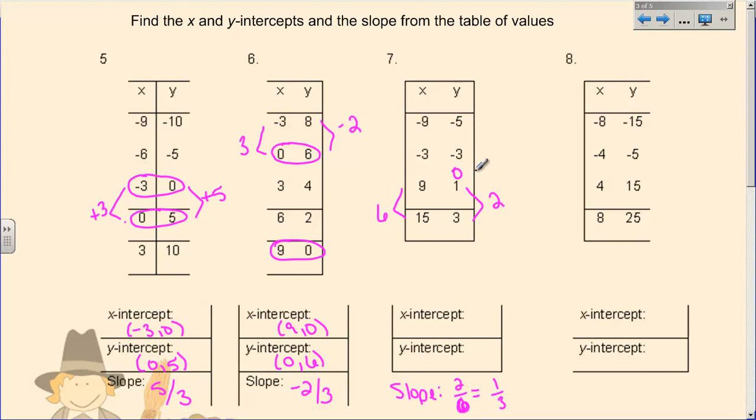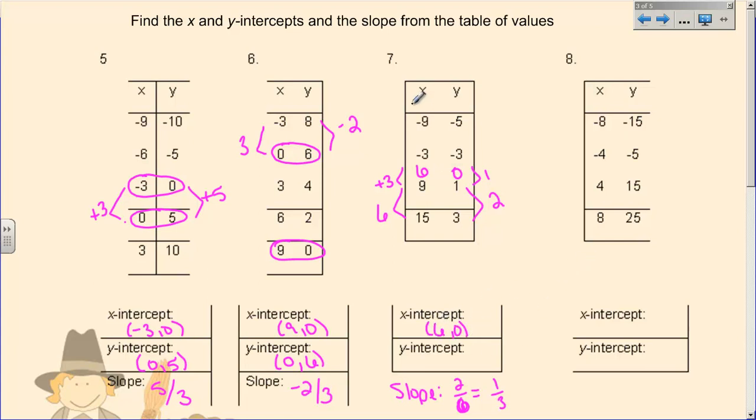From here to here is an increase of 1. But from here to here, whatever this number is, I need it to be an increase of 3. So something plus 3 has to equal 9. That something is 6. So here is my first value where I have a 0. And since the y is 0, that means it's my x-intercept. So my x-intercept is (6, 0).